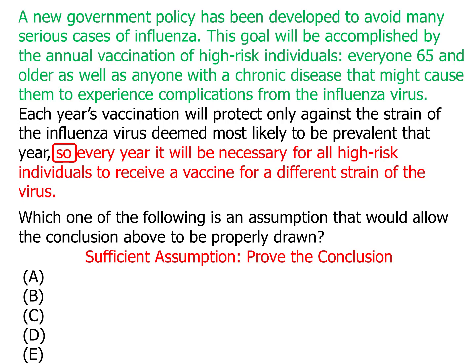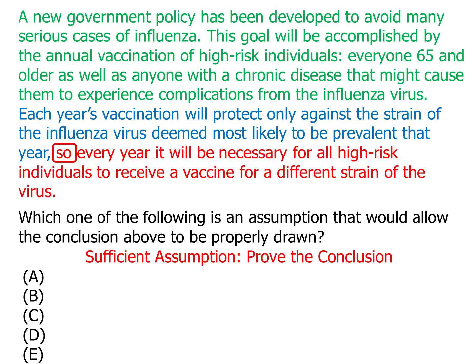Now the evidence here has many parts. The first sentence is just a little bit of setup information. It tells us that there is a new government policy whose goal is trying to avoid the flu, and they tell us how the goal is going to be accomplished by the annual vaccination of high-risk individuals, and they even tell me who those individuals are. Everyone 65 years and older, as well as everyone with a chronic disease that might cause them to experience complications from the flu virus.